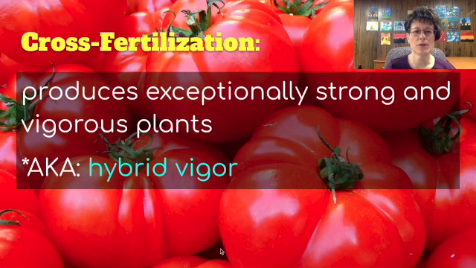There's also cross fertilization. This is a type of selective breeding. This produces exceptionally strong and vigorous plants. This is also known as hybrid vigor. Actually, in cross fertilization, you choose plants with opposite characteristics so that you get this hybrid vigor. It just produces better plants when you have the opposite genes, and you know that you're going to get that one very good dominant gene that shows.